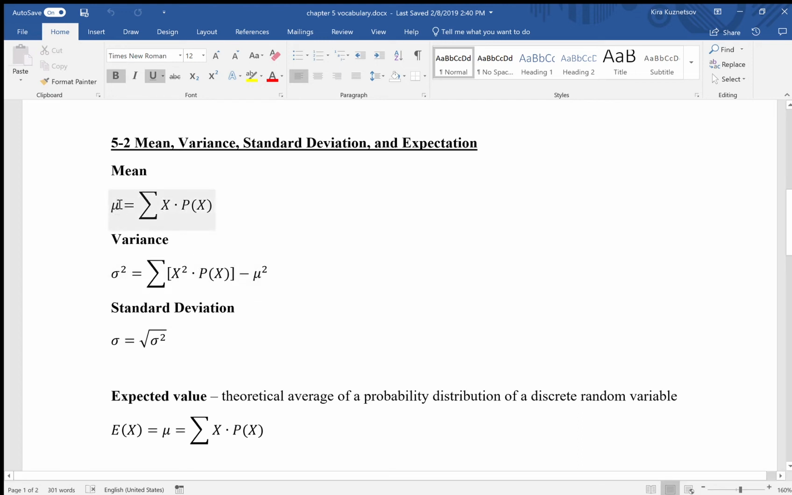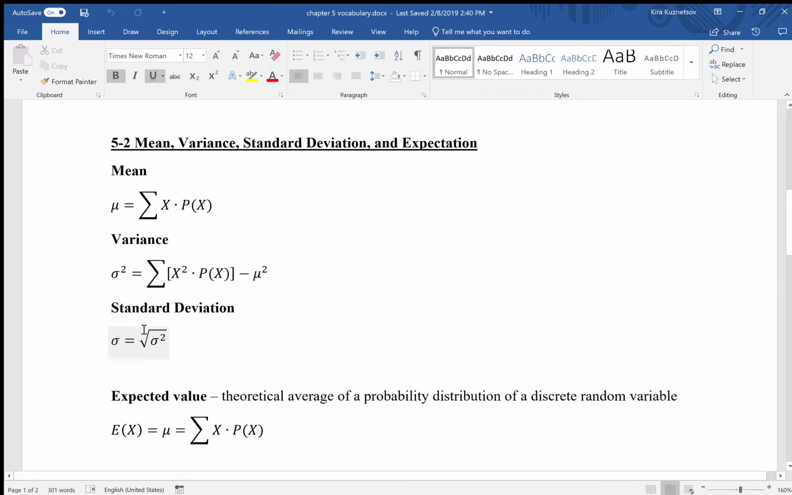In order to find the mu, you're going to take a sum of all of the values for your x multiplied by the probability of each x. The large sigma is a summation sign, so you're going to add everybody.